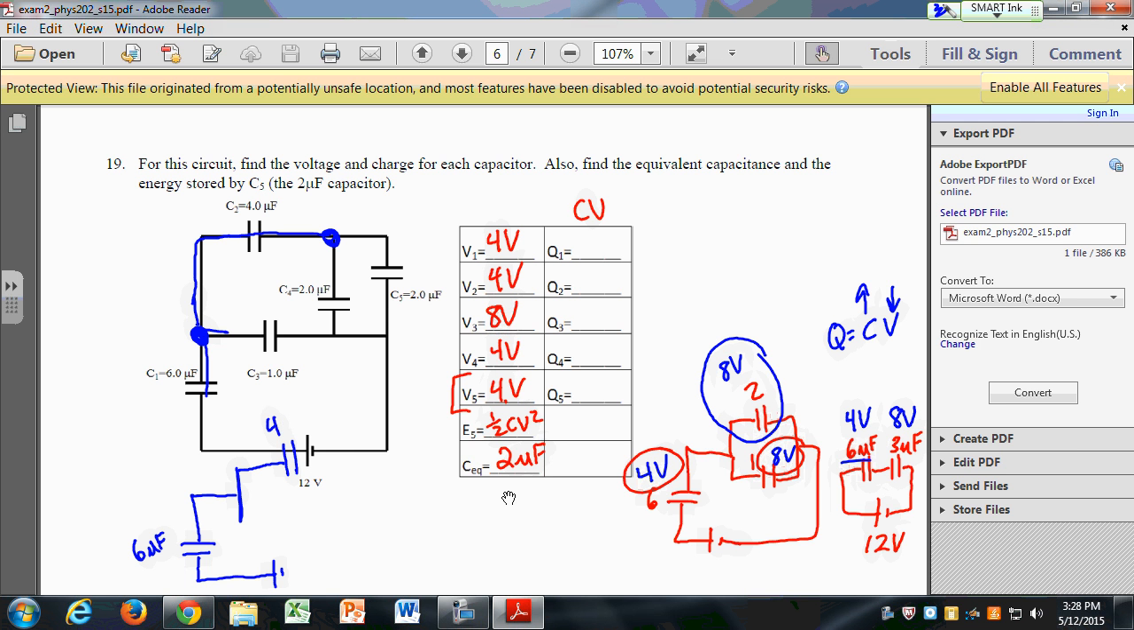So I have my 4 microfarad, and then another branch right here where I have those 2 capacitors here and here. And then coming on the bottom branch, I just have that 1 microfarad capacitor. This was a 2 and a 2. And then that all comes back together.